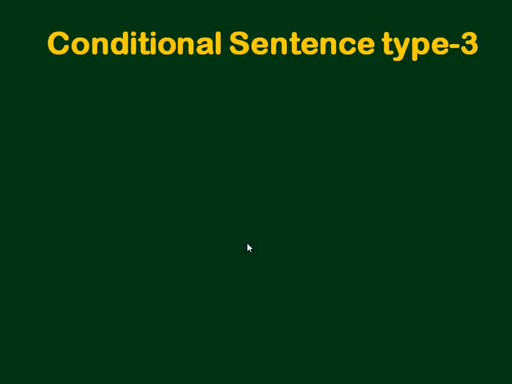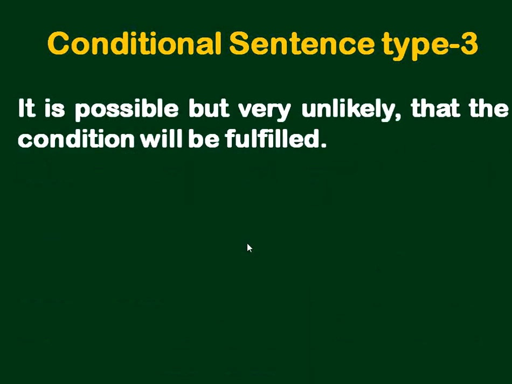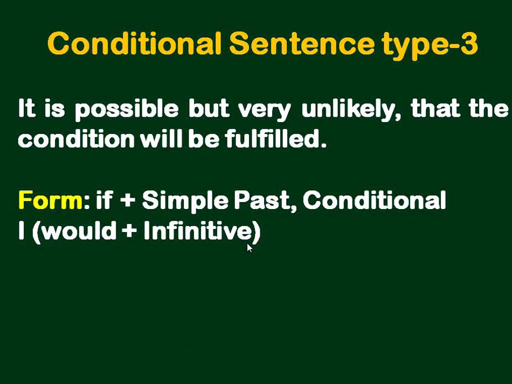Let us understand conditional sentence type 3. This type 3 is a sentence if clause which is having past in if clause. It is possible but very unlikely that the condition will be fulfilled. Means this is possible but very unlikely. You can't get it back, but the thing is that this condition can be fulfilled. Form is like this: if plus simple past. So if clause has your simple past tense, then the main clause has the conditional would plus infinitive, or you can say present form of main verb.